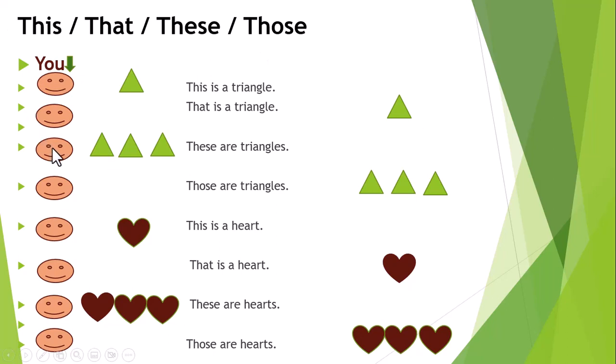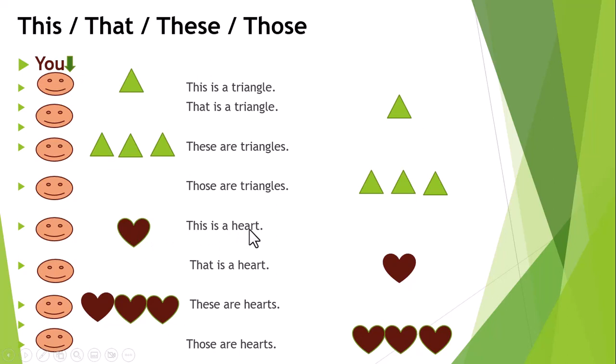Okay. So when you are standing on the left and there are triangles near you, more than one, this is in the plural form, you can tell them these are triangles. You can tell this, that these are triangles. Now when you are on the left and these triangles are far away from you, okay? So you will pinpoint them by saying those are triangles, okay? Those are triangles.